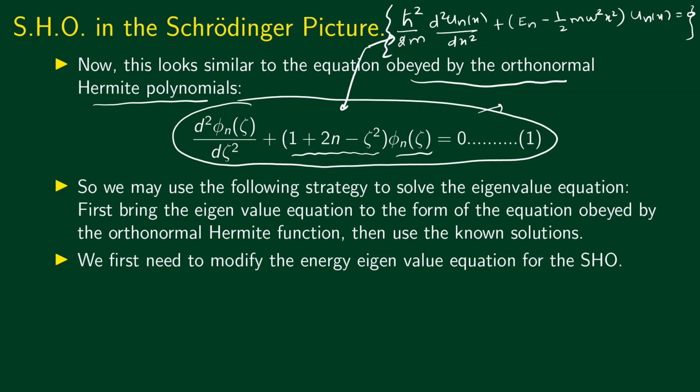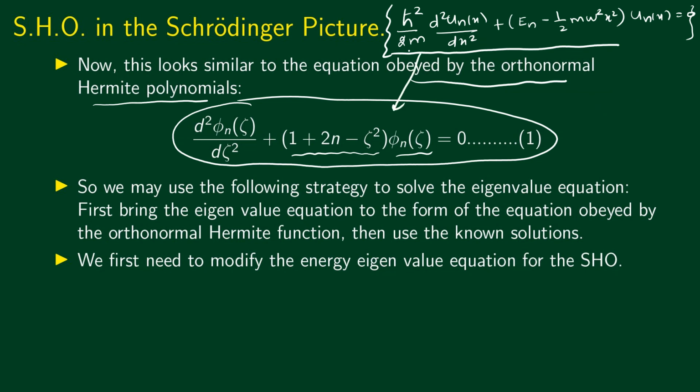Now, we have already solved this equation before, and we don't have to do that again. We can just look up the mathematical physics textbook, the textbook by Arfken, and the solutions are already there. So the only work we need to do now is to bring this equation to this form.